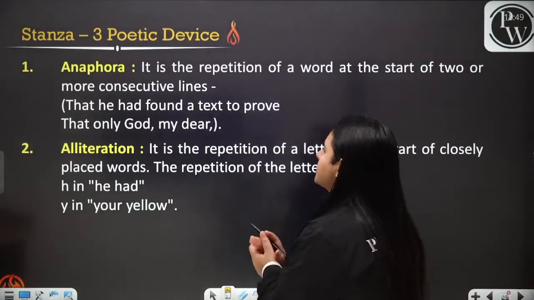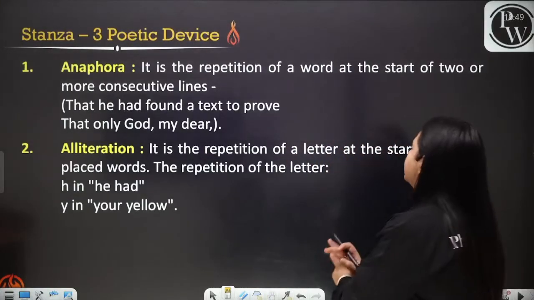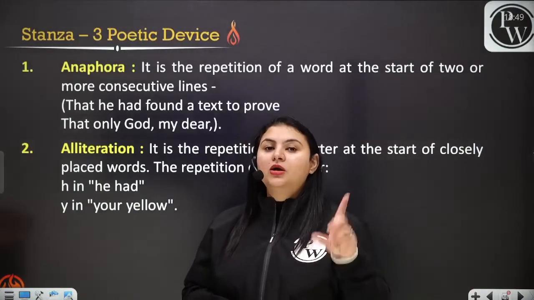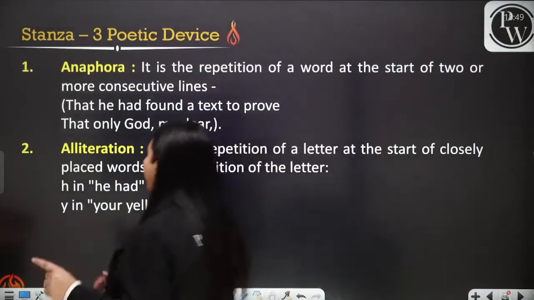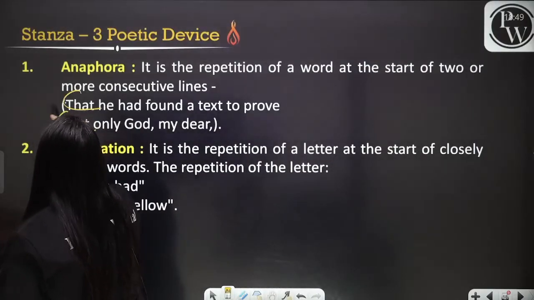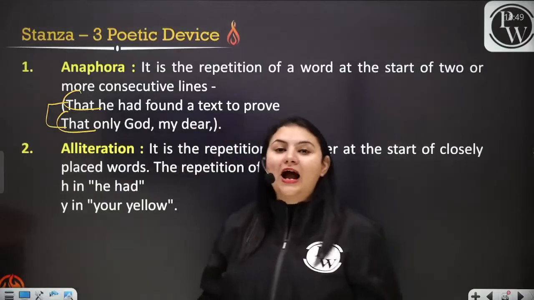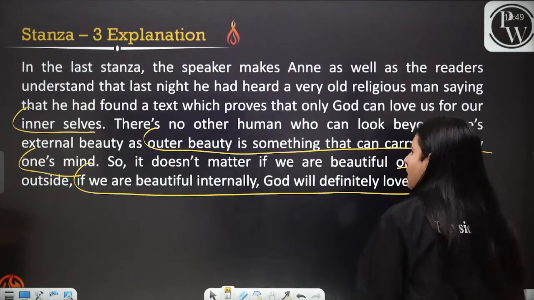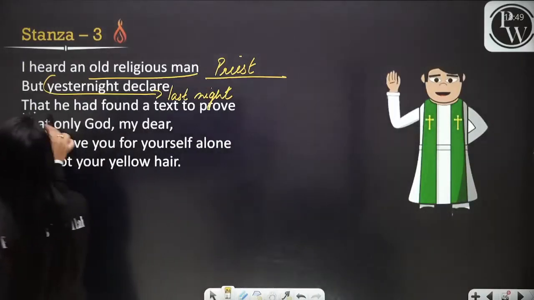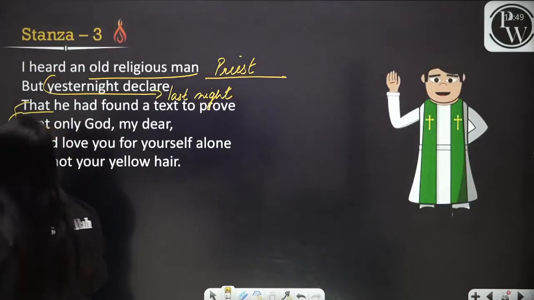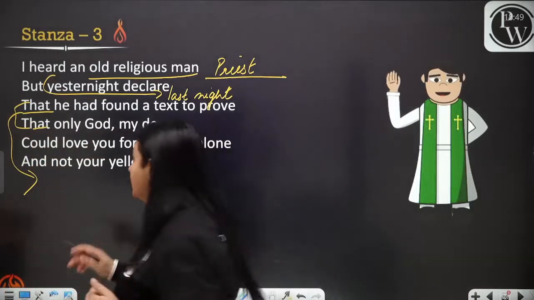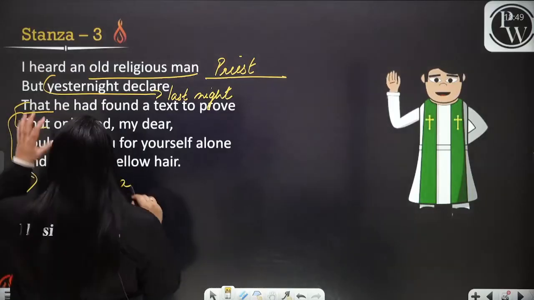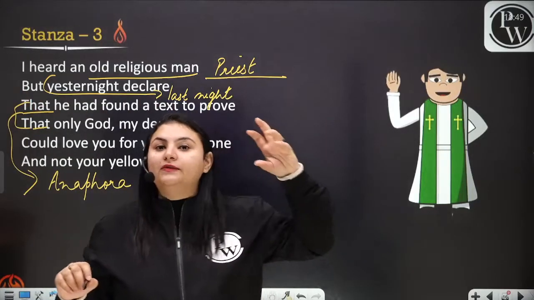Okay, so the poetic devices, we can see that there is anaphora. It is the repetition of a word at the start of two or more consecutive lines. A lot of students get confused. Anaphora is when the word is being repeated at the starting of the lines. Here, as we can see, that and that are repeated just at the starting of the consecutive lines. They have to be in consecutive lines. So this is anaphora, repetition at the starting of the consecutive lines.